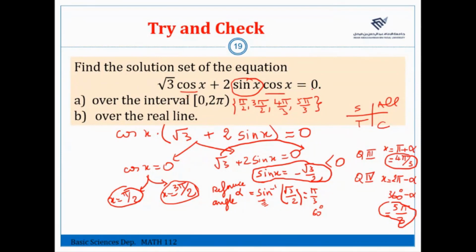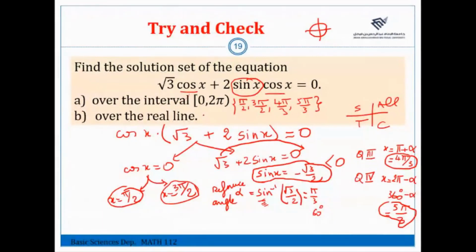Okay? This is question A, on 0 to pi. So only one rotation on the circle. In question B, he wants the solution over the real line. But this is easy. The difficult part is A.